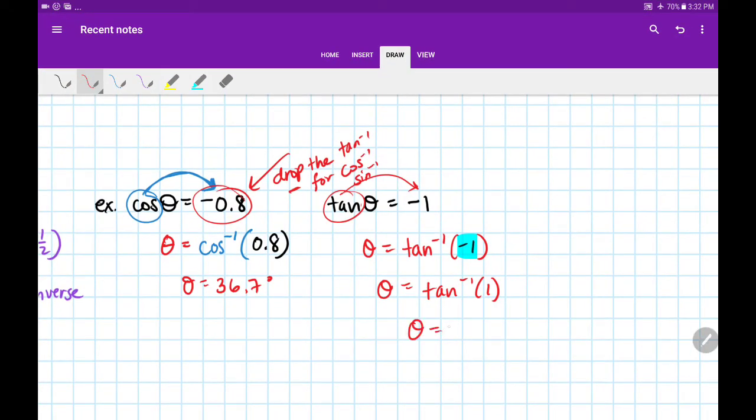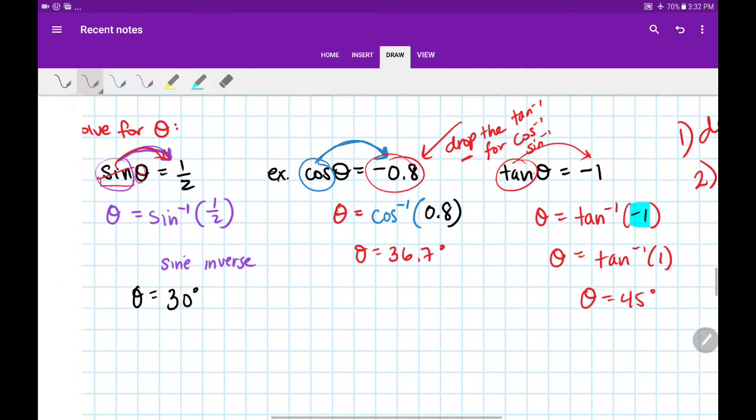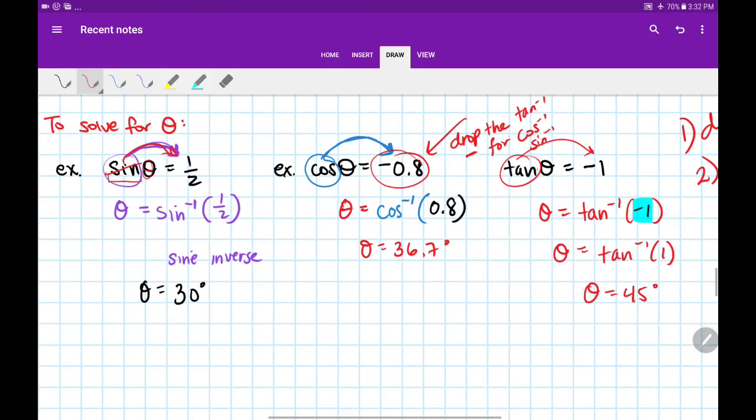Check it with me. If you're getting different answers, make sure that, number 1, your calculator is in degree mode. And number 2, hit second and then sine, cosine, or tangent to see the -1 at the top. So that's how we solve for theta.